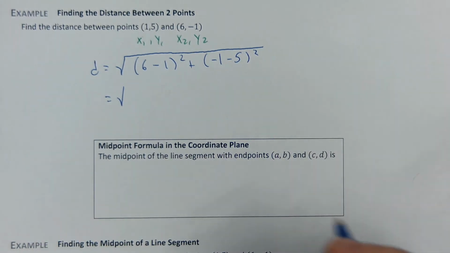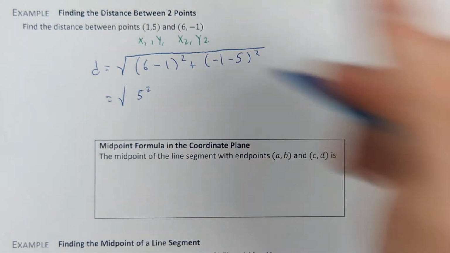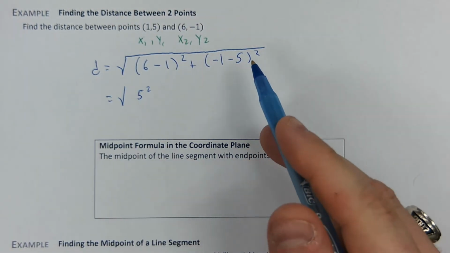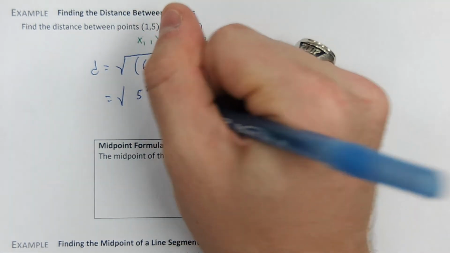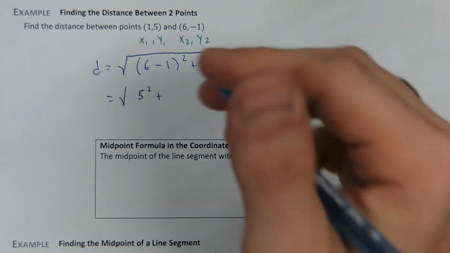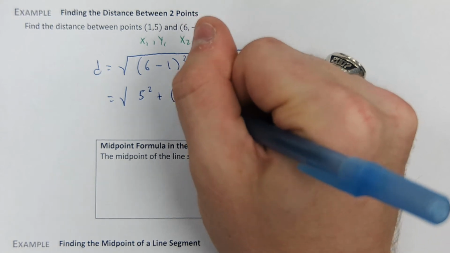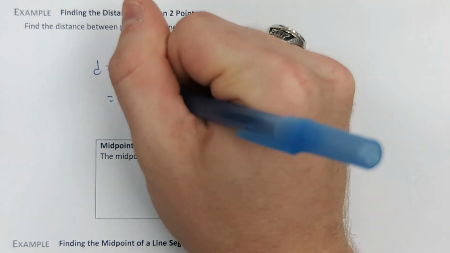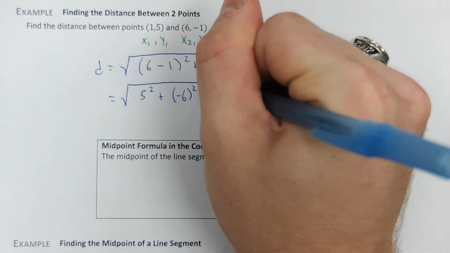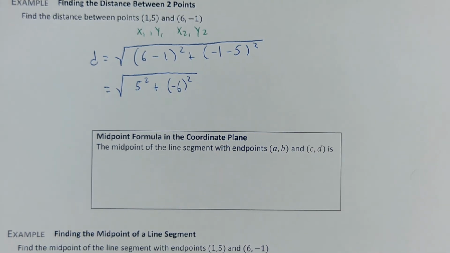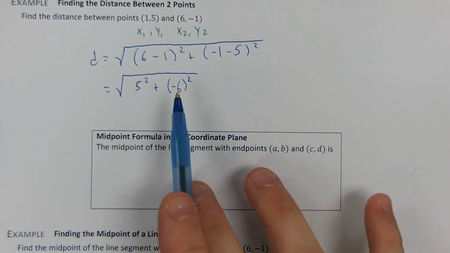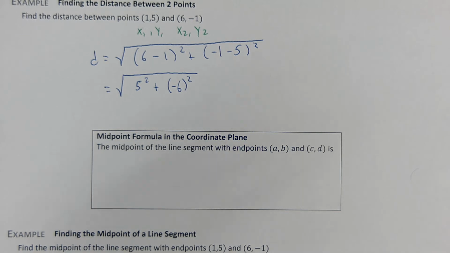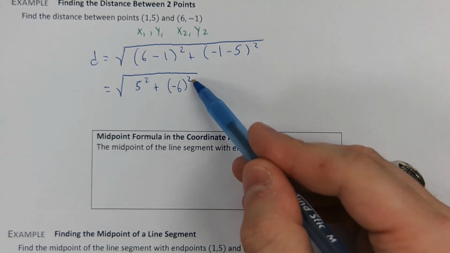6 minus 1 would be 5. Negative 1 minus 5, that's negative 6. I'm going to be careful when I write this. I'm going to make sure that I keep that negative sign inside the parentheses. If you don't write parentheses, and you could try this on a calculator if you don't believe me, negative 6 squared without the parentheses equals negative 36. That's because you would use the exponent before the negative sign. But if you put that negative sign inside the parentheses, it is bossed around by this exponent.